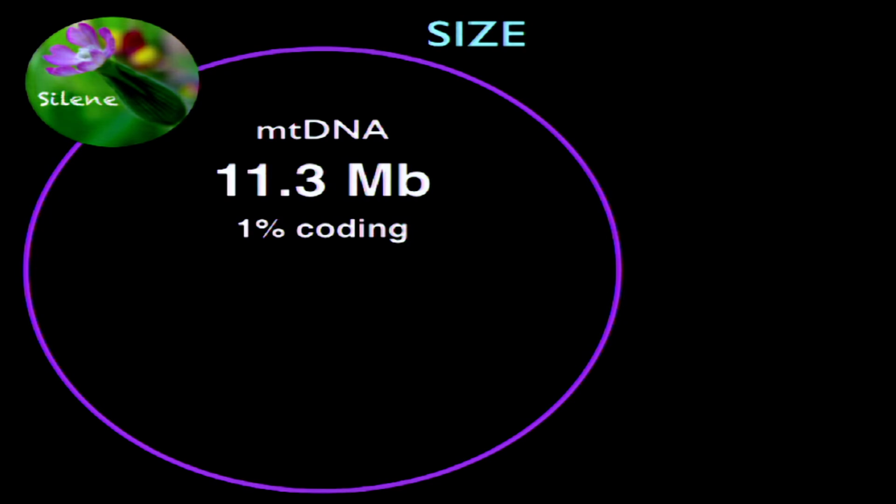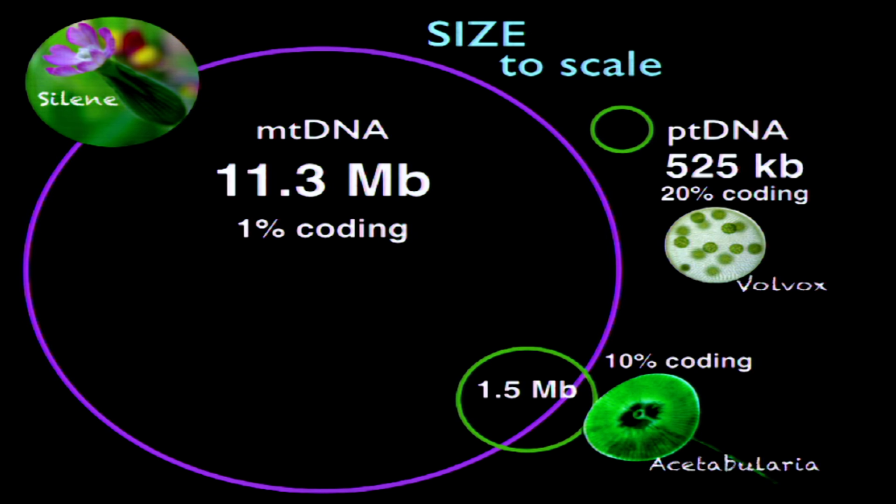So the biggest organelle chromosomes we've ever observed are found in the mitochondria of seed plants, like Silene conica here, which we heard about earlier today. 11 million letters long, only 1% coding. And these mitochondrial genomes are significantly bigger than the biggest plastid genomes we've ever observed, from things like Volvox, about 500,000 nucleotides, and this ulvophyte Acetabularia down here, which is maybe 1.5 million.